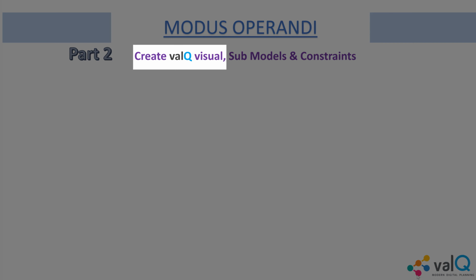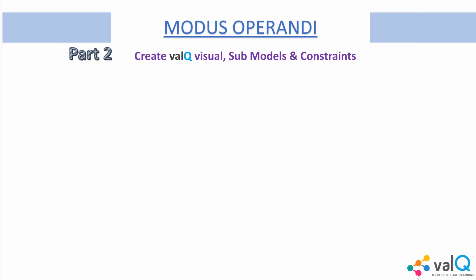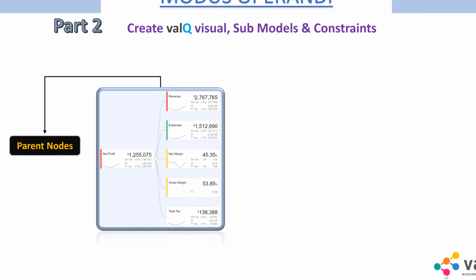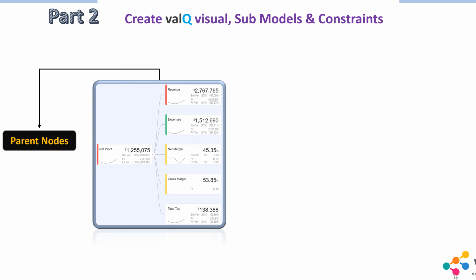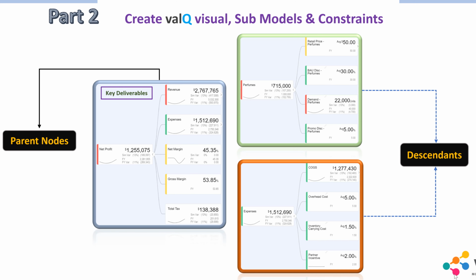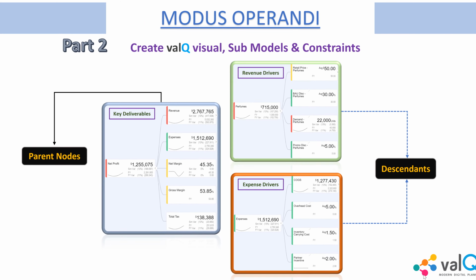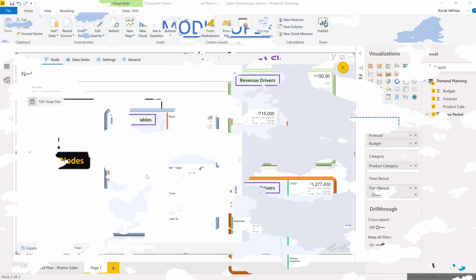Welcome back. So part 2 video is here and we will take a quick look at creating a Valcube visual. Our parent nodes will be our key deliverables, and the values or measures coming inside these nodes will be derived from its descendants connected. They are nothing but revenue drivers and expense drivers, which we discussed in the previous video.